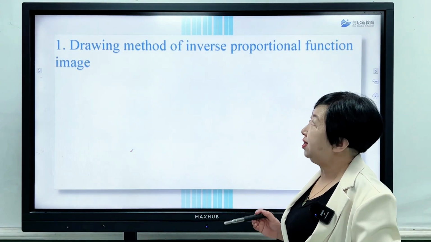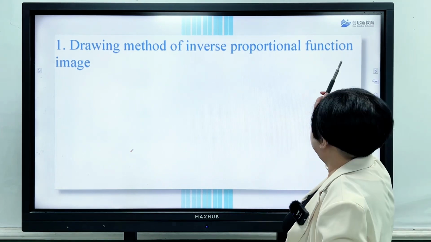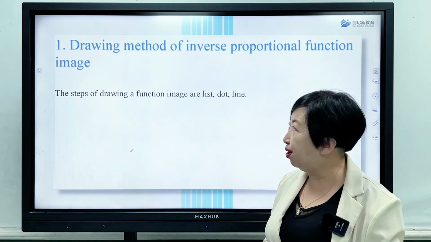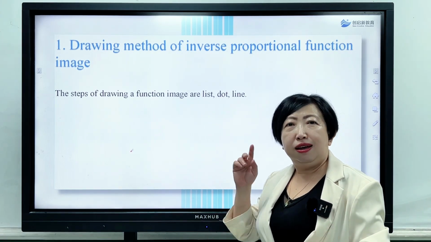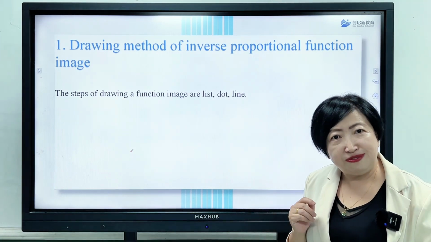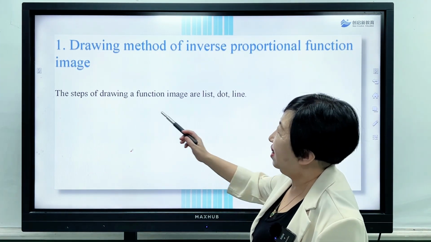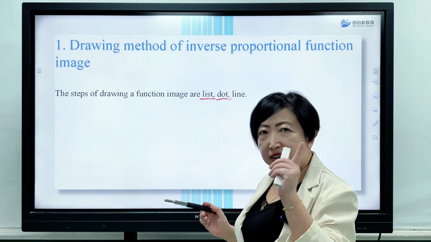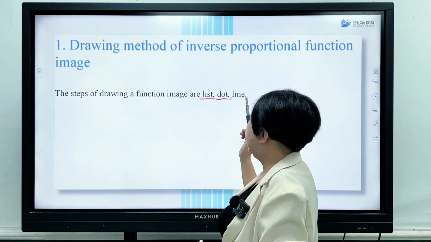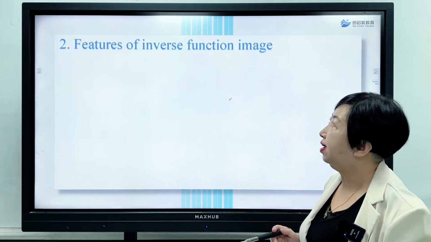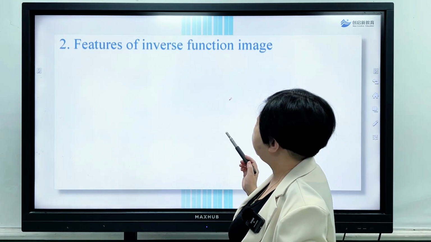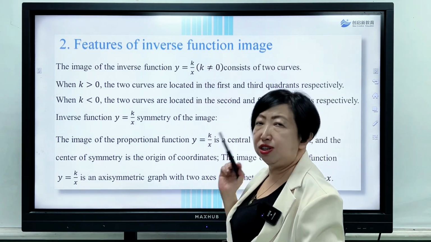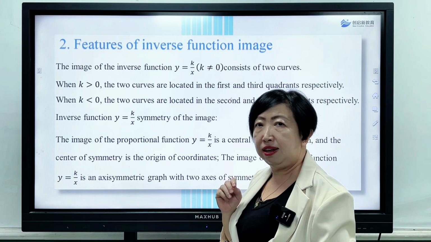Let's learn the method of the inverse proportional function image. We know the image of a function is very important. What is the image of the inverse proportional function? Of course, we can draw the function image in 3 steps: list, dot, line. And the feature of the image of the inverse function y equals k divided by x, where k is not 0.